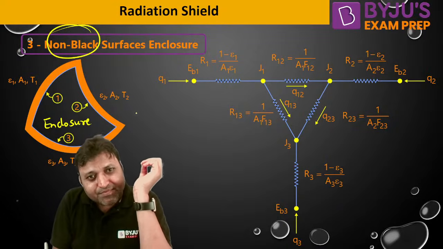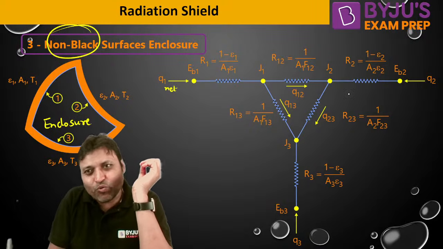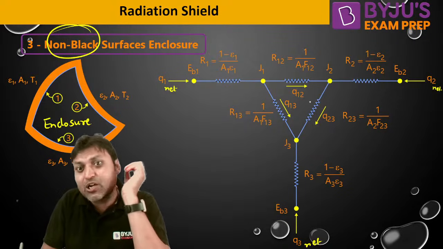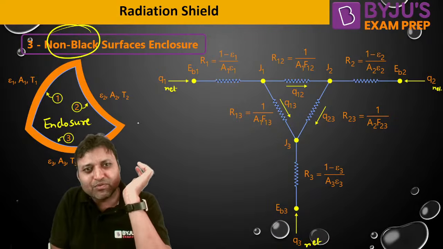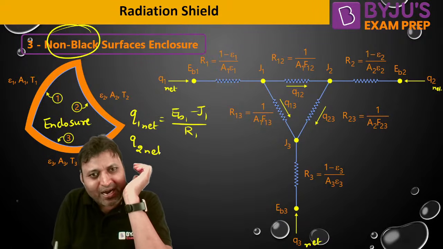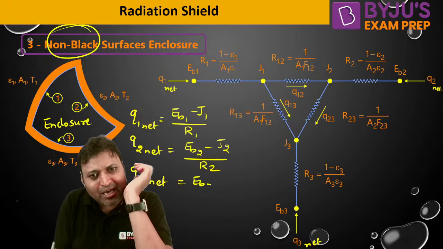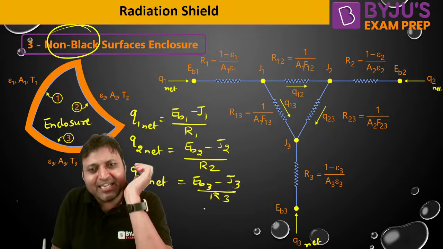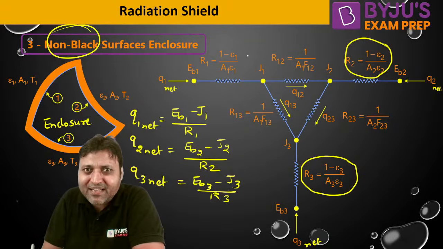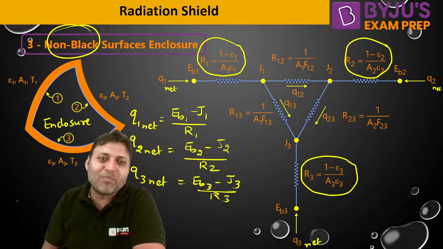How to write Q1? These are net: Q1 net, Q2 net, Q3 net. This is how the circuit diagram looks. There will be a closed loop. So Q1 net is equal to EB1 minus J1 upon R1. Similarly, Q2 net will be equal to EB2 minus J2 upon R2, and Q3 net will be equal to EB3 minus J3 upon R3. These are the surface resistances. R1, R2 and R3 are the surface resistances for the non-black surfaces.